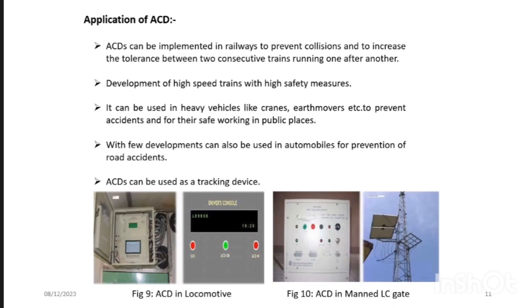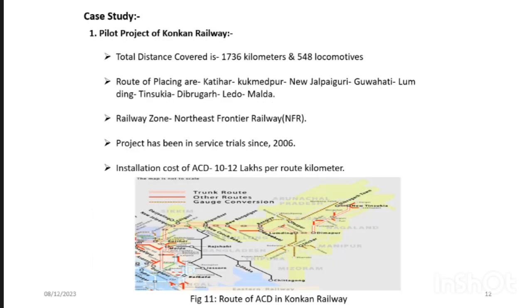Moving to the next slide, we have the case study. Pilot project of Konkan Railway. Total distance covered was 1736 km with 48 locomotives. Route of placing was from Katihar to Malda. Railway zone was Northeast Frontier Railway. The project has been in service trials since 2006. Total installation cost of ACD was 10 to 12 lakh per route kilometer.